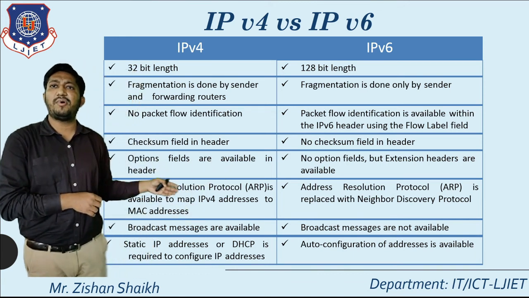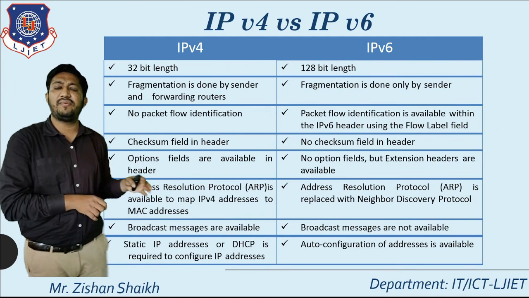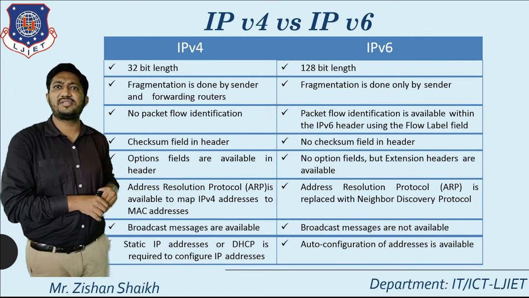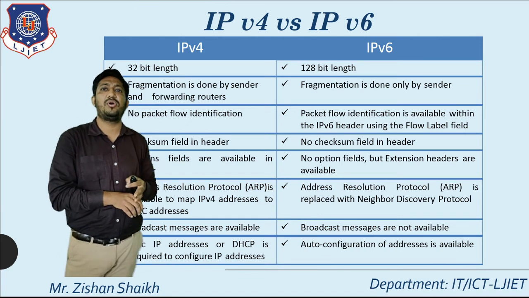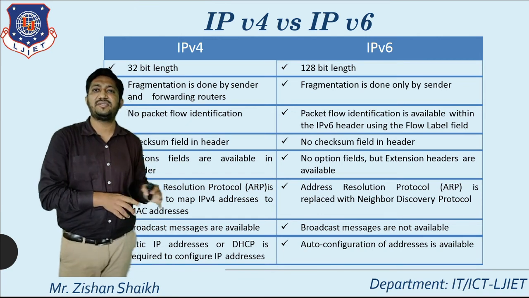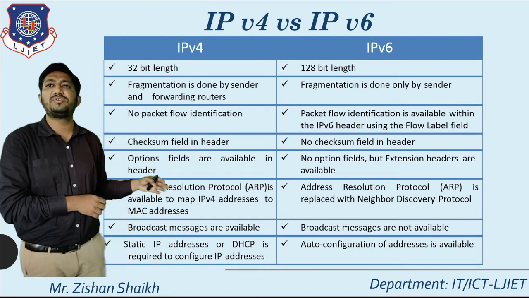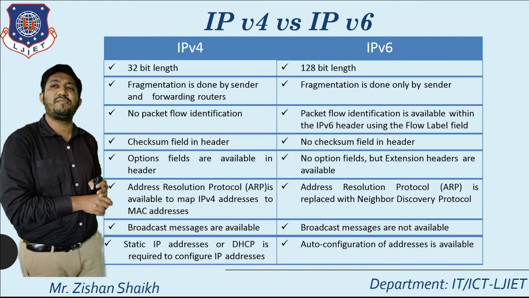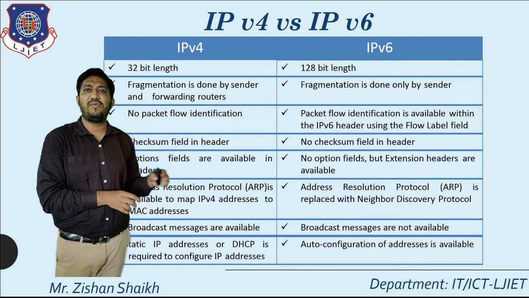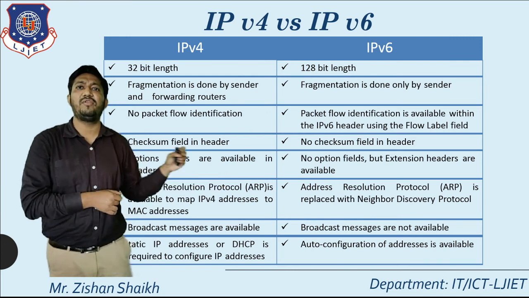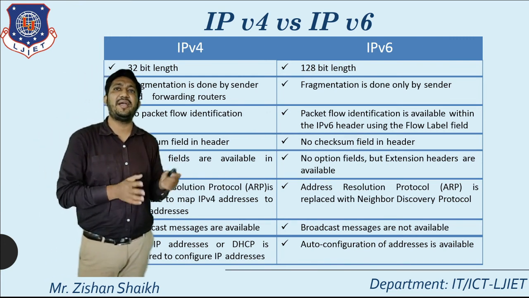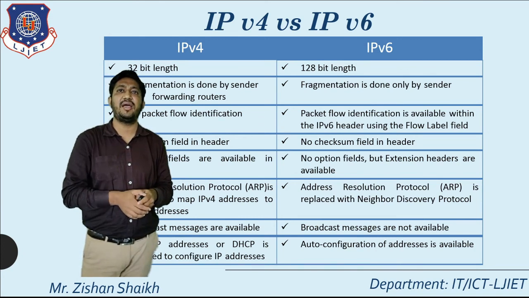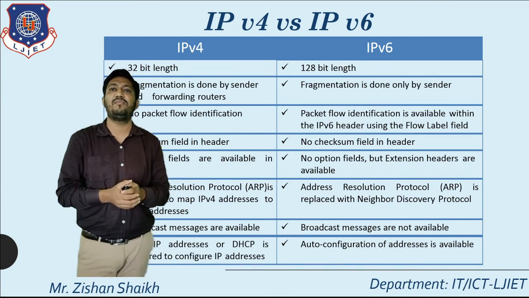And we are talking about broadcasting messages: they are available in IP version 4, but IPv6 is not available with broadcasting messages. And the last difference is all about static IP addresses. DHCP is required to configure IP addresses in IPv4, whereas here all things are auto configured. So this is the basic idea of how IP version 6 and IP version 4 are differentiated from each other.